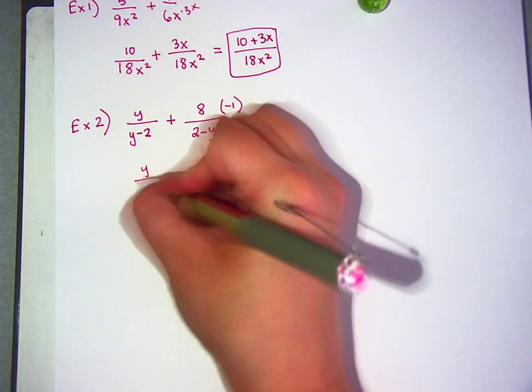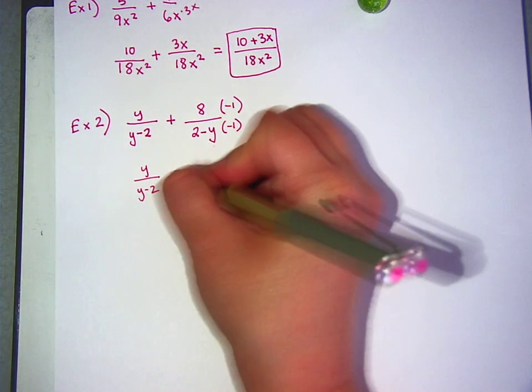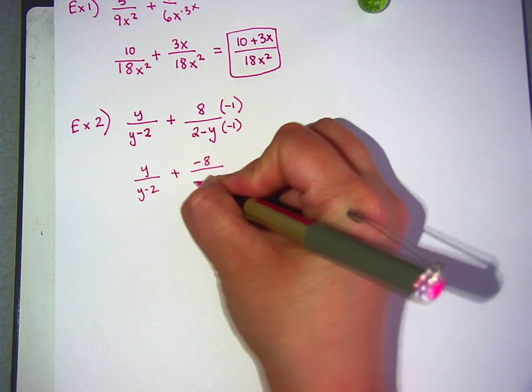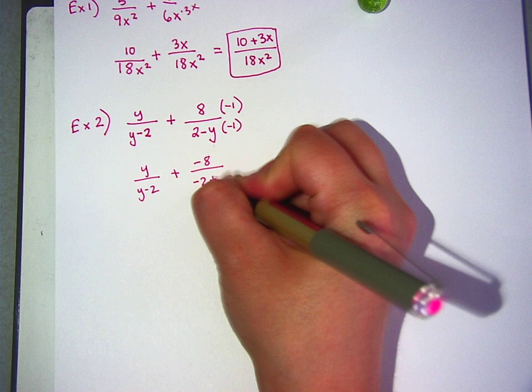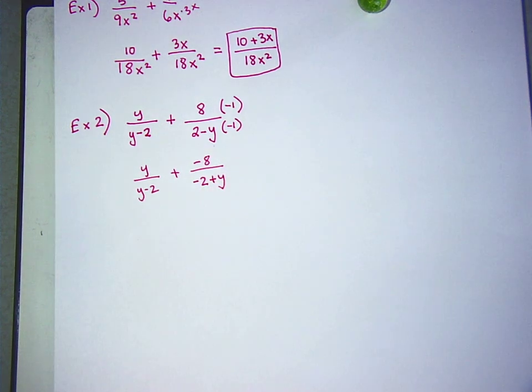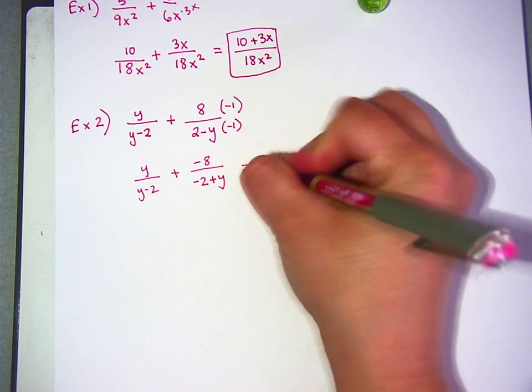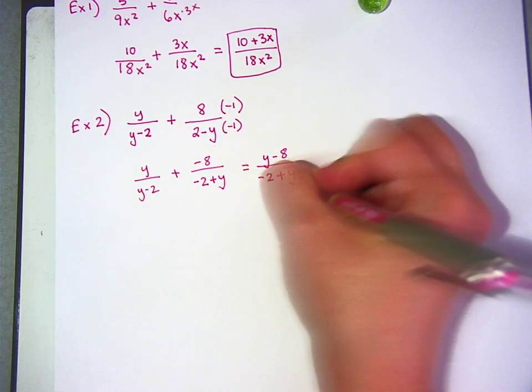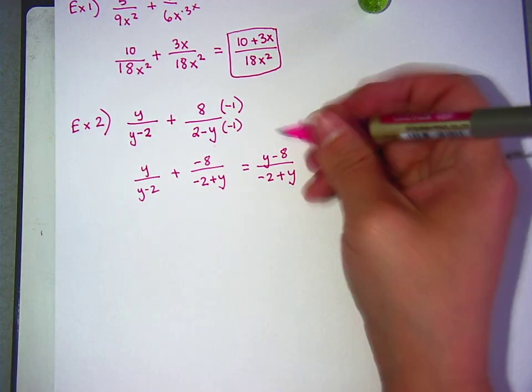So this is now y over y minus 2 plus -8 over, I could call it -2 plus y, or I could call it y minus 2. I mean, those are the same thing, right? And then if I combine them, I get y minus 8 over -2 plus y, or y minus 2. And that's it.